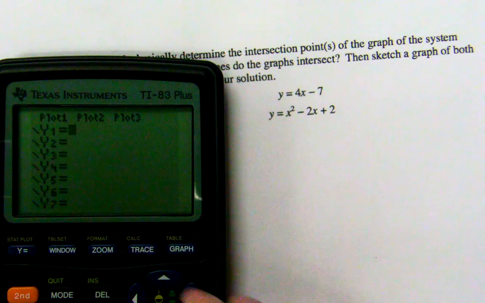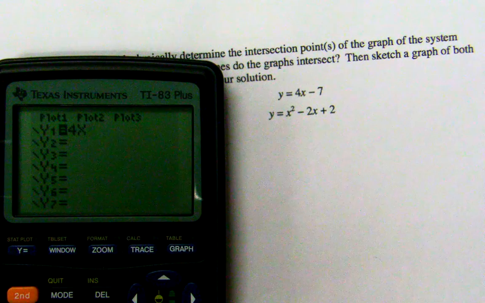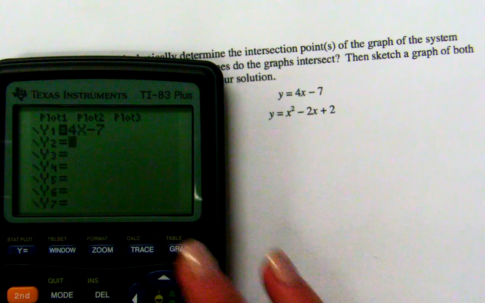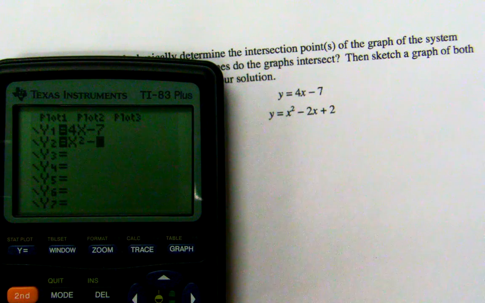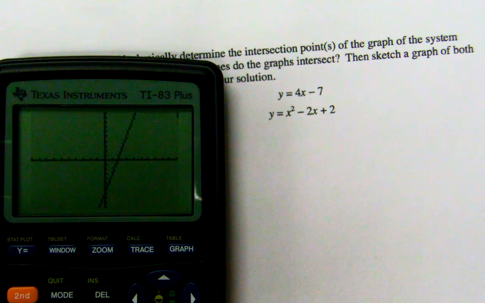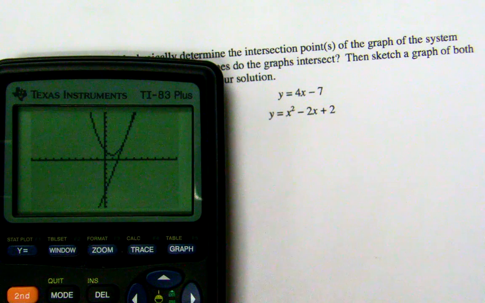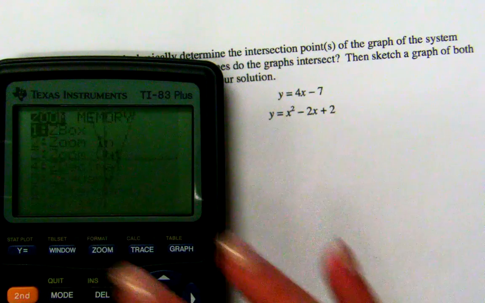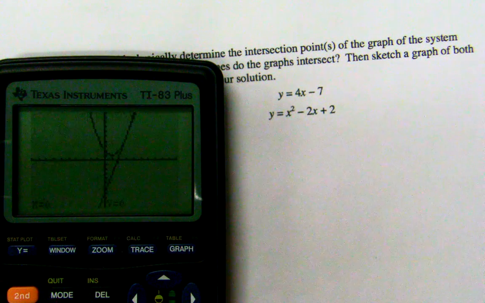So we have y equals 4x minus 7, and then we have x squared minus 2x plus 2. So I'm going to graph both of these, and I should probably change my window in a second. Okay, yeah. Zoom, go to standard. Okay, there's a line. There's a parabola. Okay, so it actually does hit the parabola, and it looks like it only hits the parabola one time, if I'm not mistaken. So let's zoom in.